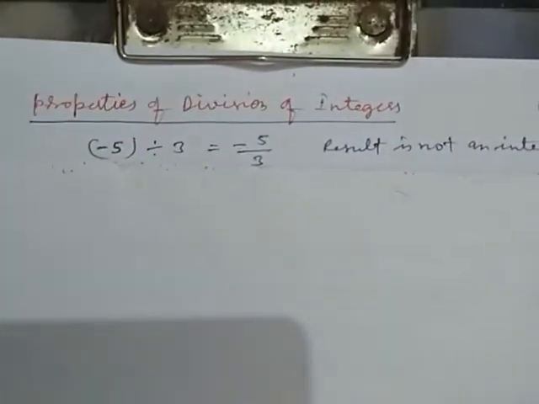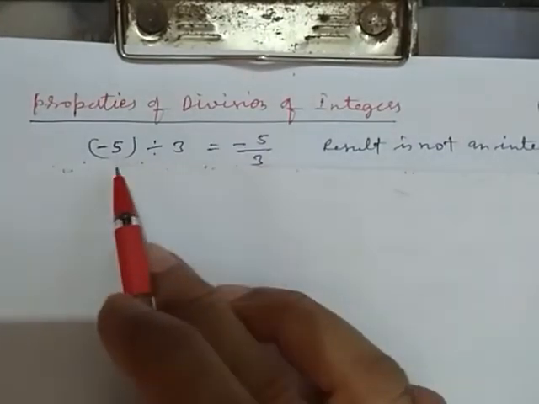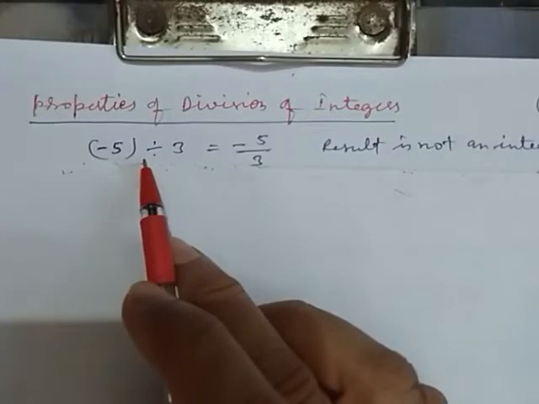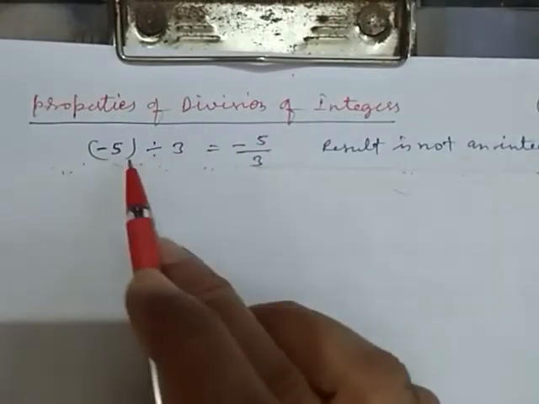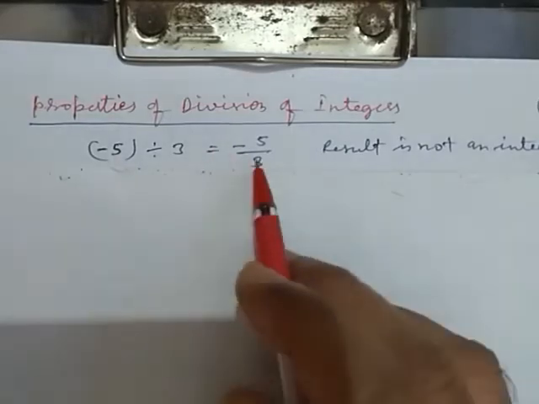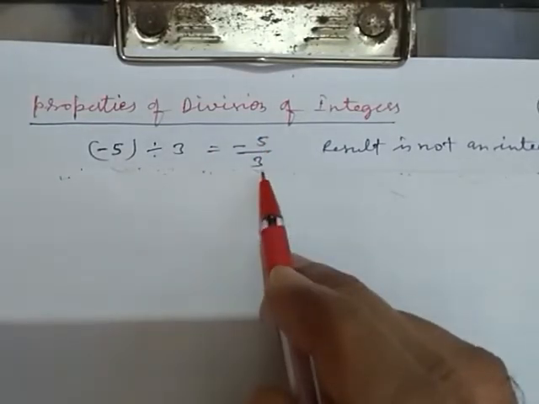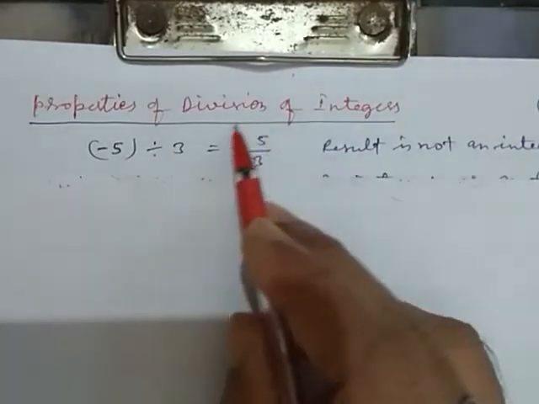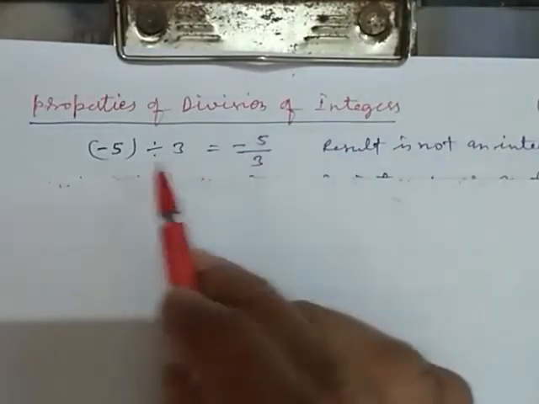Properties of division of integers. How we use different properties of division of integers. Here, minus 5 divided by 3, so we write minus 5 by 3. The result is not an integer. This is a fraction.